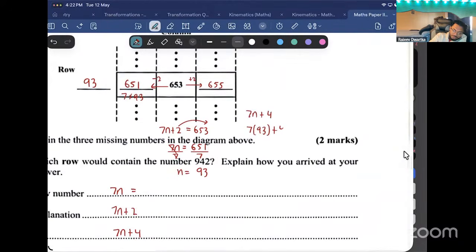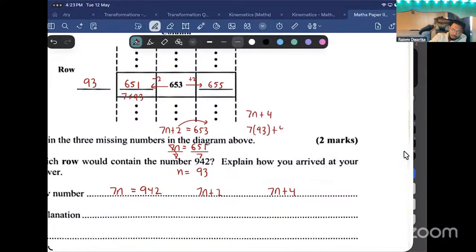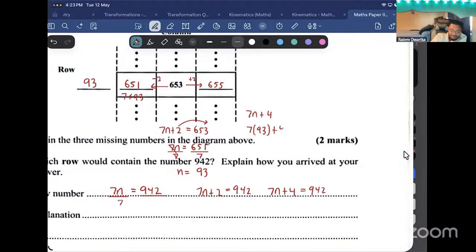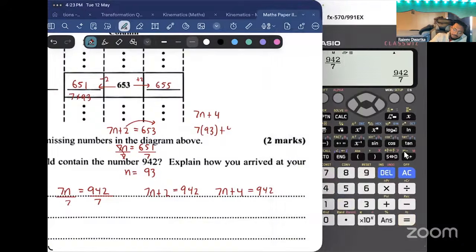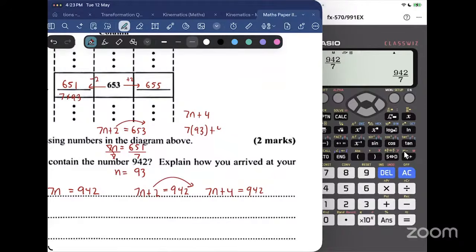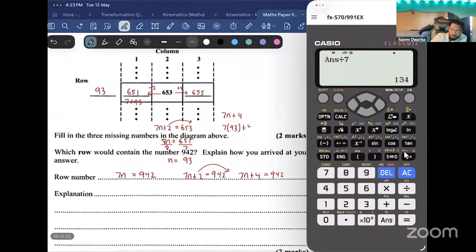So I can set this equal to 942, and I can solve to see if I get a whole number value for n. If I don't get a whole number value for n, something's wrong, and it's not feasible. Let's quickly solve. If I divide 942 by 7, would I get a whole number? No. Let's move on to the other one. What about 942 minus 4? Bam. Yeah, see, you get through. 134. So which row are we in?